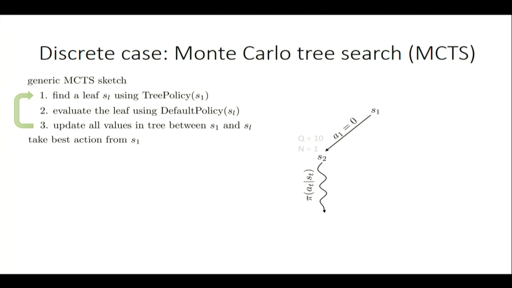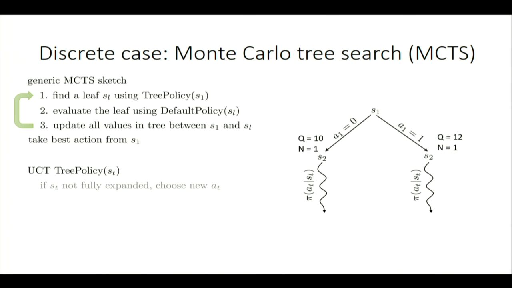So let me reveal this tree policy. The tree policy is going to work like this. There are a few different choices here, but this is a reasonable default. So first, if we're at a leaf that has not been fully expanded, meaning that we haven't visited all n of its children, then we just choose a new action arbitrarily, maybe randomly or maybe using some heuristic. Random works pretty well.